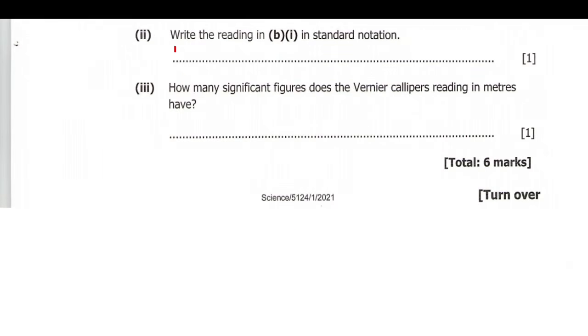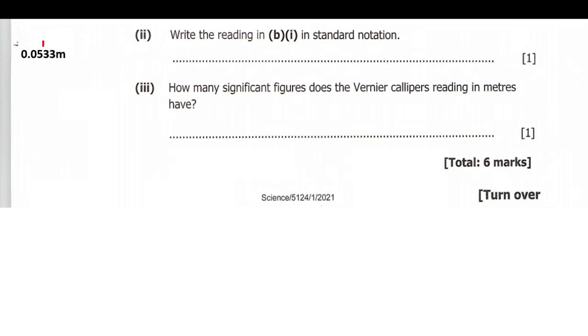Then 2, they are saying write the reading in B1 in standard notation. So in B1, the value that we found in meters was this. So they are saying we write it in standard notation. What they mean is to remove the zeros here in front. So how do we remove these zeros? We shift the point to the right. So we shift it how many times?